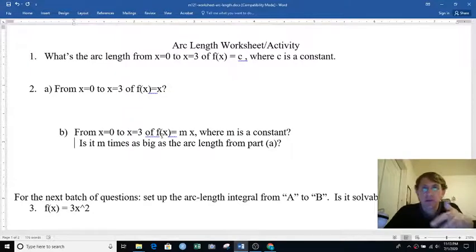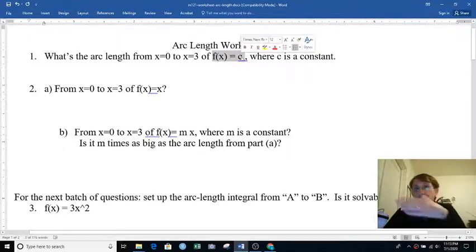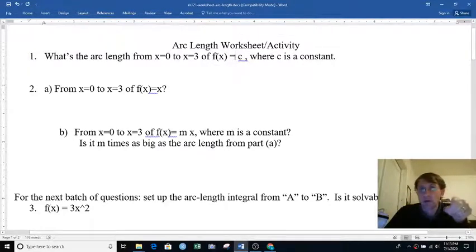So here's a worksheet or activity that gets us thinking about some arc length issues. So just a fairly simple one, just a constant horizontal line. What's the arc length of that going to be? You could probably do it without an integral, but then you could also write the integral and make sure you get the right answer, right?